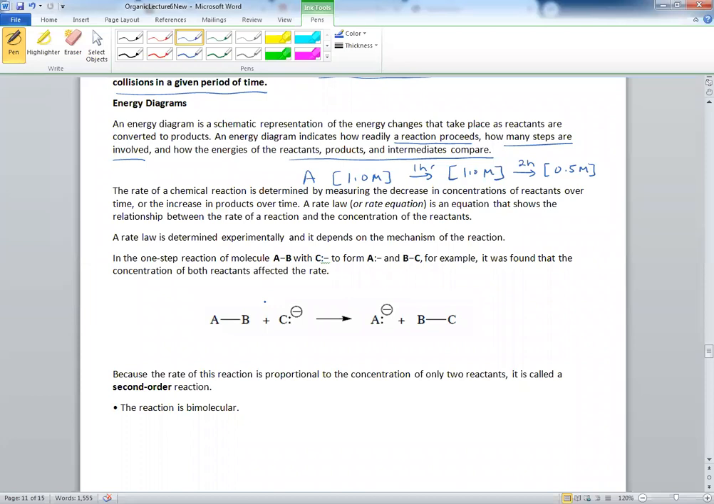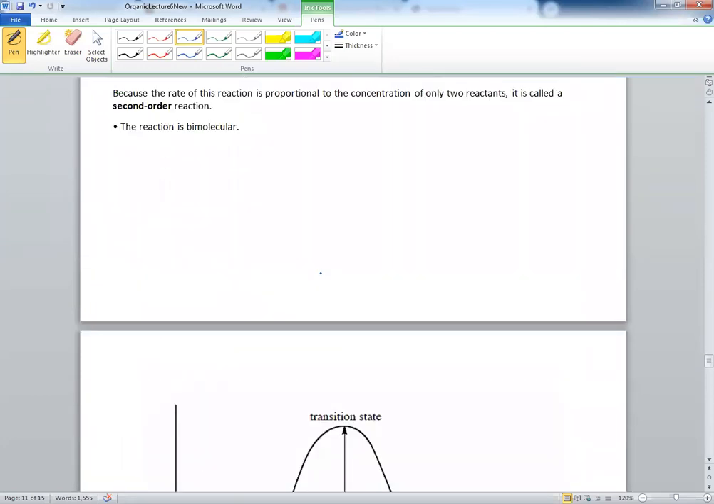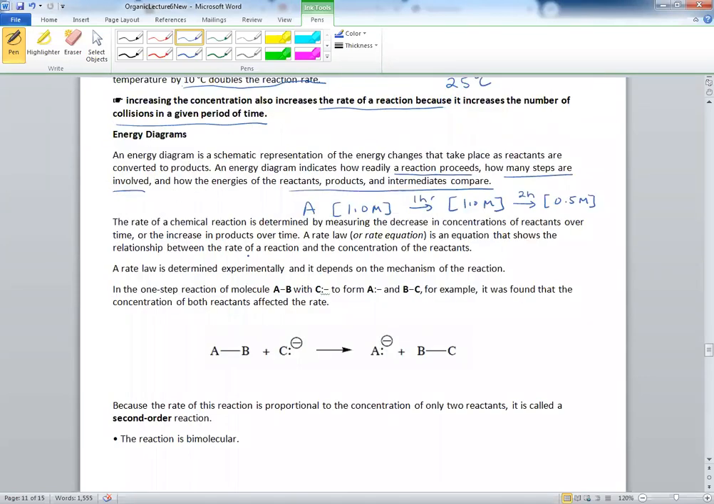So if you look at this example, right here, you have a reaction going on. You have A-B, this compound, reacting with this anion, this nucleophile, and you form A as an anion and B-C. So notice that there's something happening here.